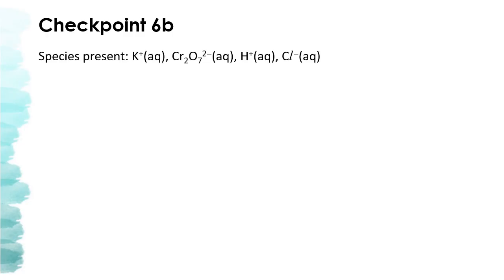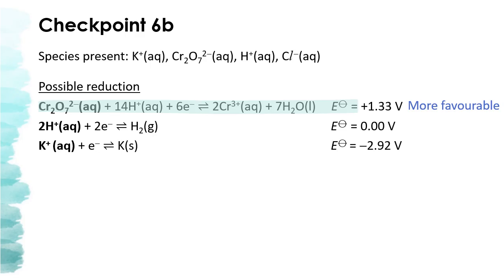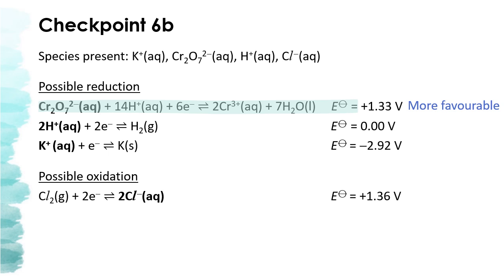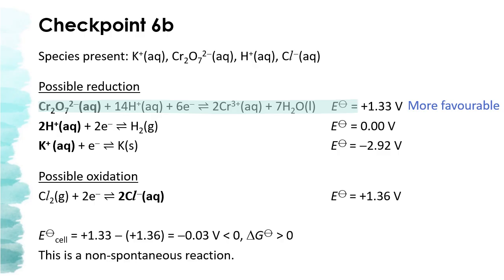Again, we list down all the species that you need to consider: K+, Cr2O7 2-, H+, as well as Cl-. We pick out all the data from the data booklet for both reduction and oxidation. It's quite obvious that you will choose the plus 1.33 because it's the most positive value there. For the oxidation, there's no need to choose because there's only one choice, that is 1.36 volt. If you calculate the E naught cell, you will get a negative value, which means this reaction is non-spontaneous.